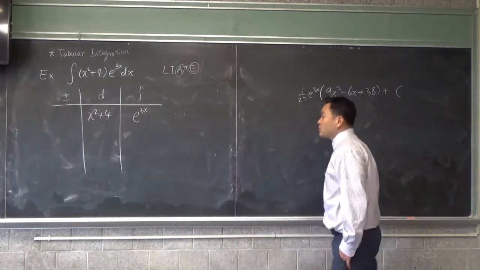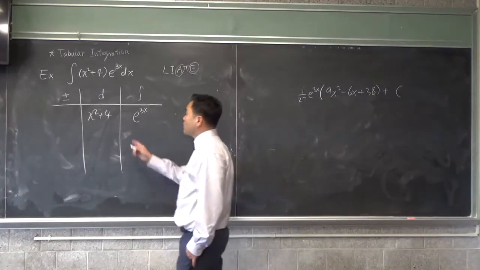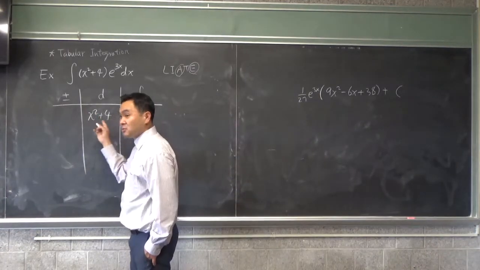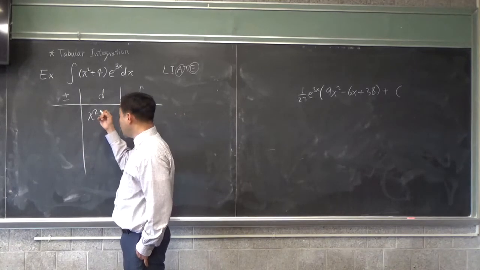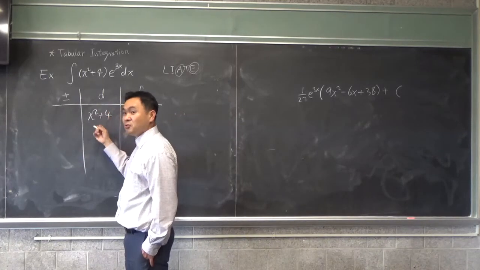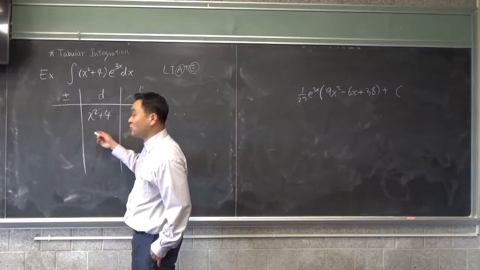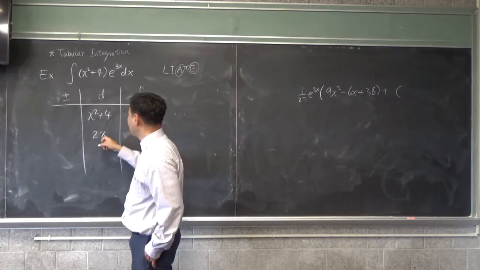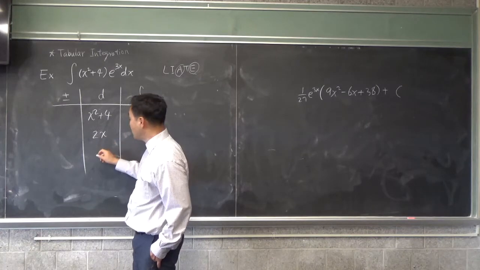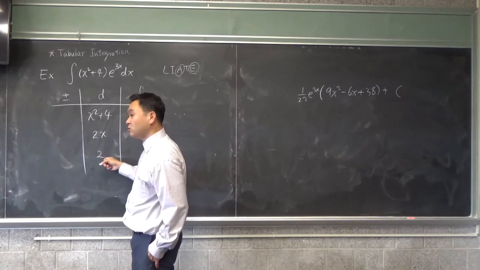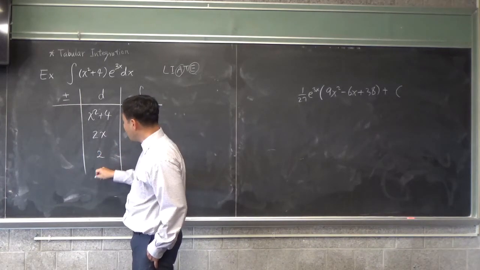Now, at least for the case when you get a polynomial in the D column, you want to fill in this column by differentiating over and over again. Okay, so if you differentiate x squared plus 4, you get 2x. You differentiate 2x, you get 2. Differentiate 2, you get 0. When you hit 0, you stop.